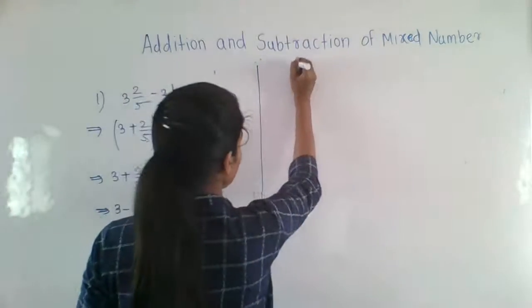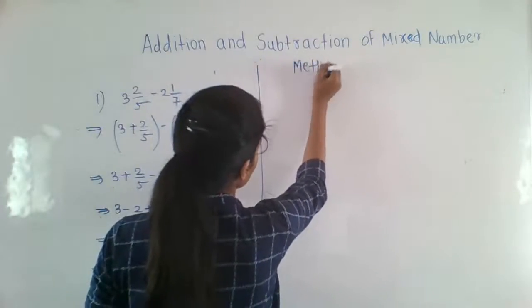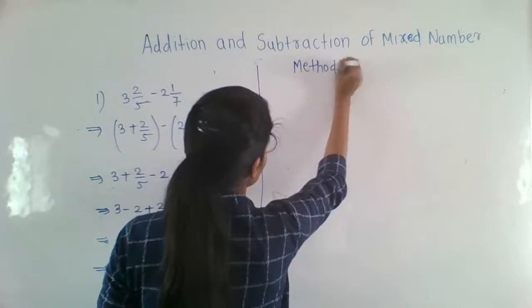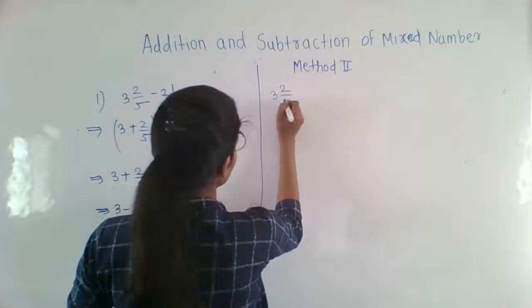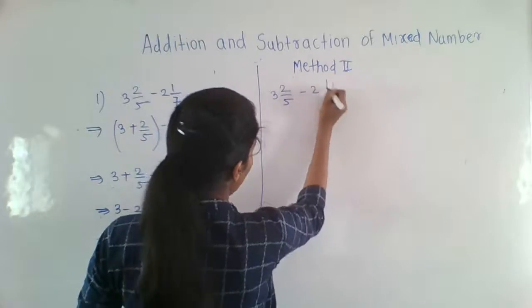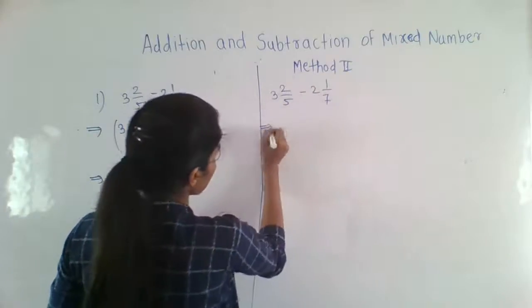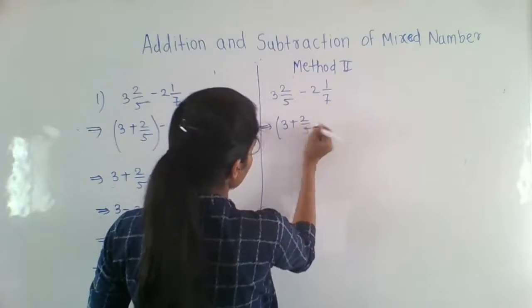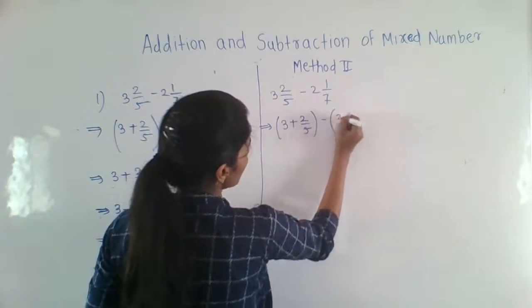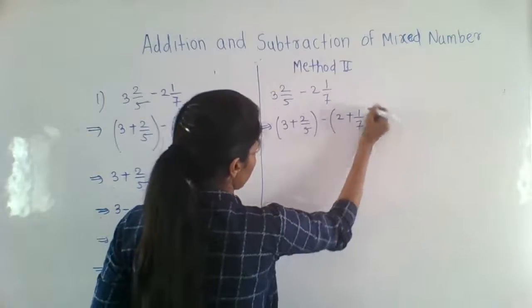Our second method. See what our number is: 3 and 2 by 5 minus 2 and 1 by 7. How can we write this? 3 plus 2 by 5 minus 2 plus 1 by 7.